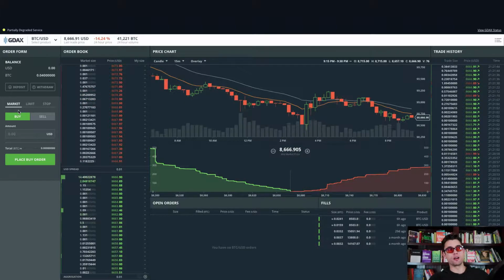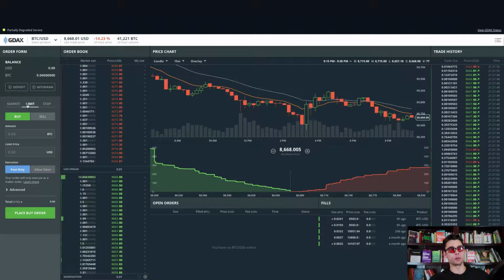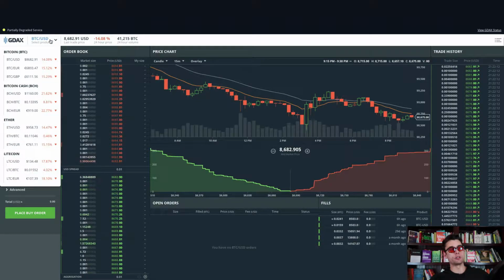So to make your price, what you have to do is go to limit. So never do market price. I don't recommend doing market price because you'll just pay a fee. You could always do a limit order. And let's say that you're buying some Bitcoin. What you would do is you would go up here, and you could see that there's four markets: the Bitcoin market, Bitcoin Cash market, the Ether market, and the Litecoin market.